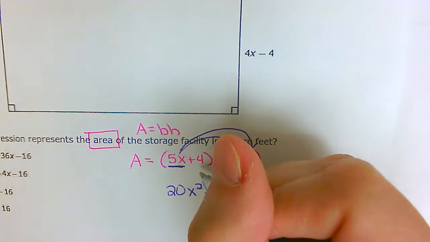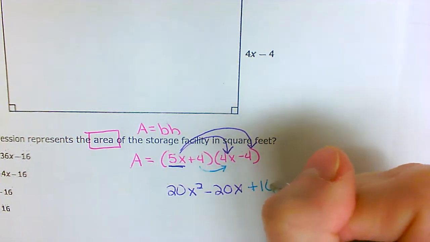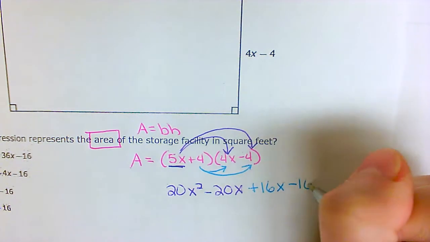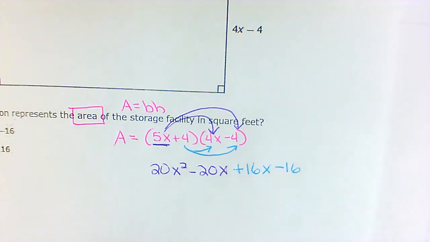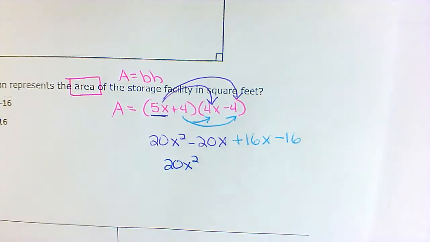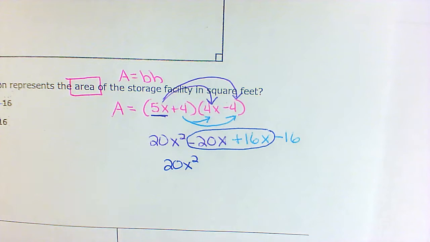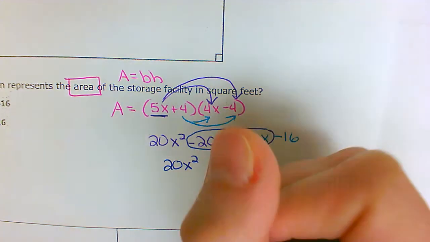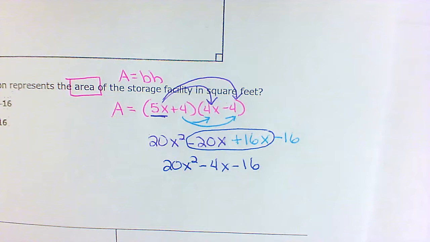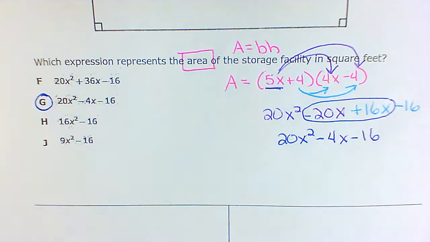Then I need to multiply 4 times 4x. That gives me a positive 16x. And 4 times negative 4 is negative 16. So now all I need to do is combine like terms. 20x squared is the only one that has x squared, so it doesn't combine with anything. But these two both have regular x's, and if I do negative 20 plus 16, that's negative 4x, and then I still have my minus 16. So the answer choice that matches would be answer choice G.